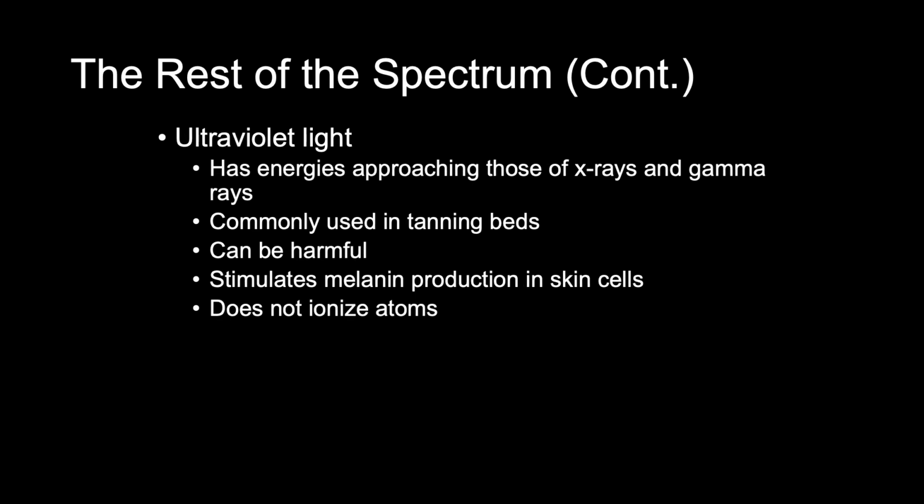Ultraviolet light has energies approaching those of X-rays and gamma rays. So UV light emitting bulbs are used in tanning beds because it is that part of the sunlight that causes the darkening of the skin, or burning if the exposure is excessive. UV light can be harmful, and routine exposure has been demonstrated to cause skin cancer, like melanoma. UV light stimulates melanin production in the skin cells, and it causes the darkening of the skin or damage to the melanocytes. This results in cancer, or melanoma, but it does not ionize the atoms.